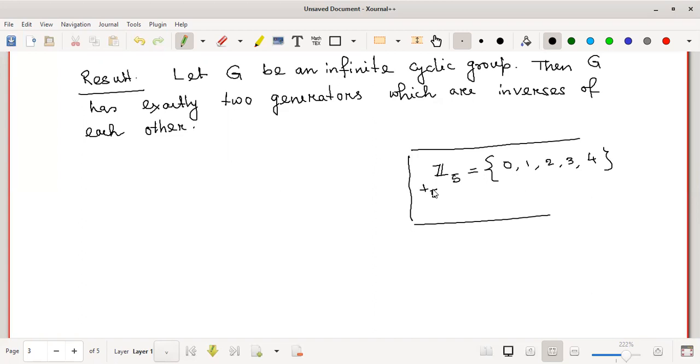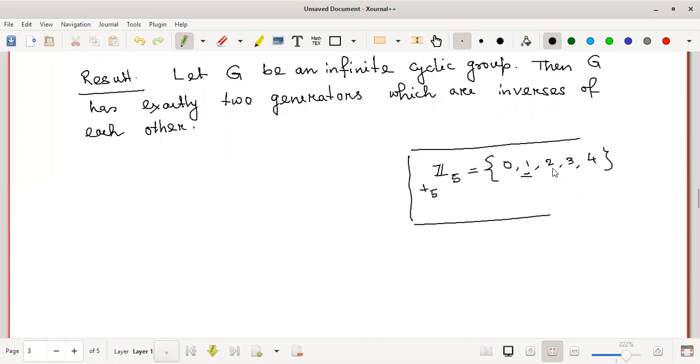Right? So what are the generators? Can I say that 1 is the generator? Can you express every element in terms of 1? Yes, of course. 1 addition modulo 5, 1 is 2. What about 3? 1 addition modulo 5, 1 addition modulo 5, 1. So 3 times you will get 3. Similarly 4, 4 times. So 1 is a generator.